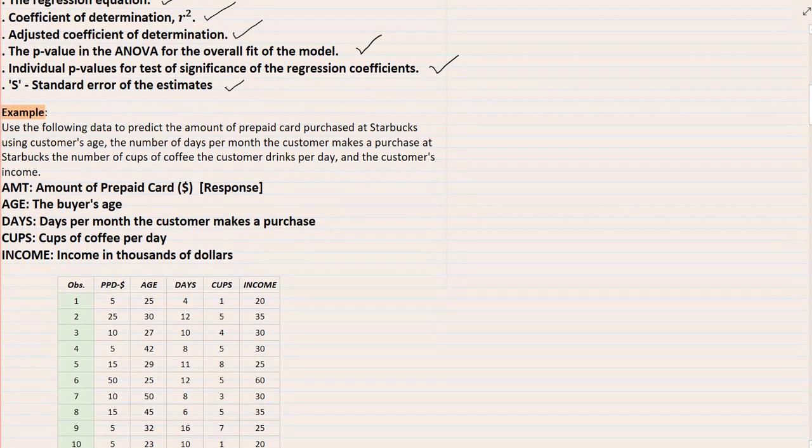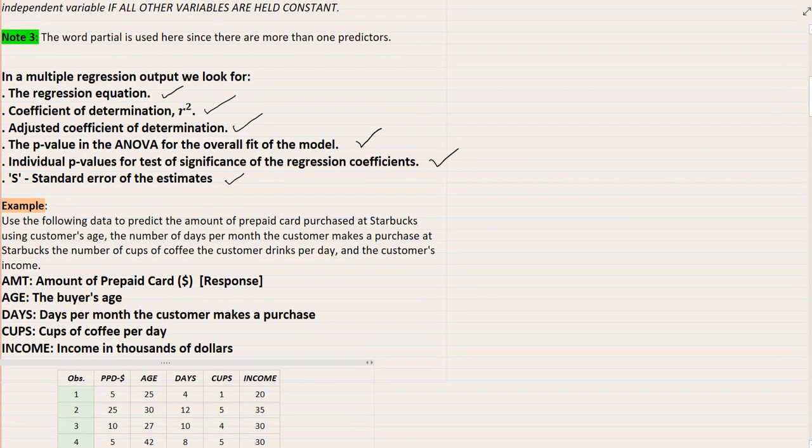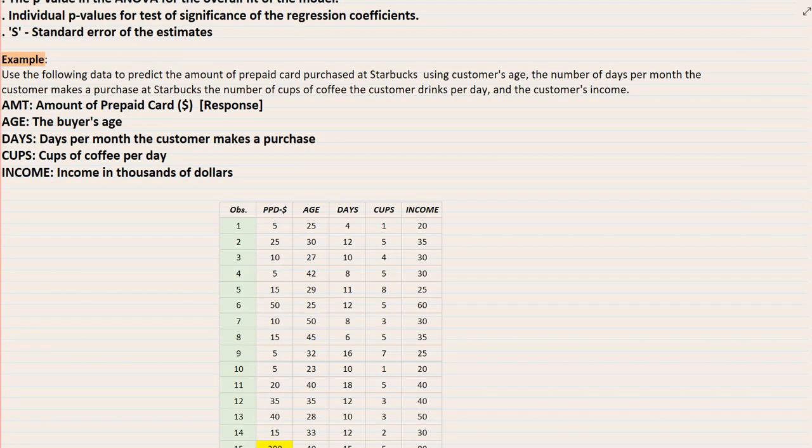Okay, so let's take a look at an example, and it will be easier to illustrate these through an example. So in this example, we have data here that deals with the amount of prepaid card purchase at Starbucks. And I went ahead and centered the data for us to better observe the data. Okay, so here's what this data is about. This data shows the amount of prepaid card purchased at Starbucks.